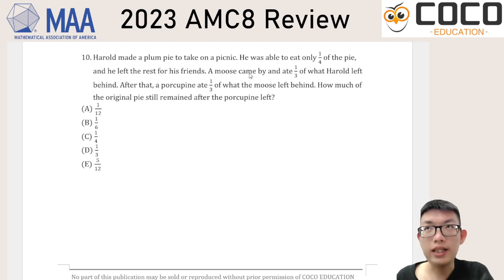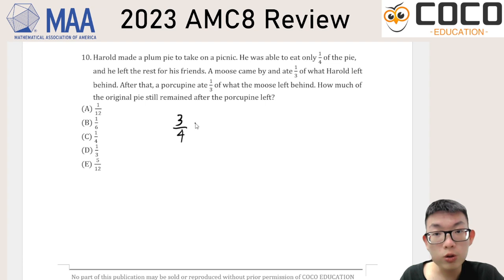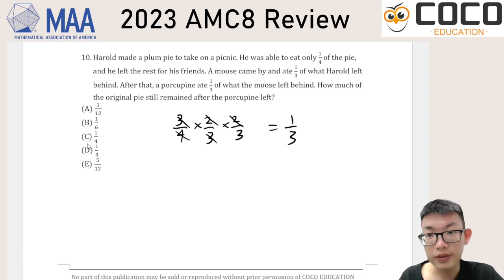These what-is-left questions tend to be really simple. We just need to keep on multiplying together what is left. So he ate 1/4 of the pie, so 3/4 is left. And then after that, the moose came by and ate 1/3, so 2/3 of that is left. And then the porcupine ate 1/3 of what was left behind, so 2/3 of that is what is left. After doing a bit of cancellation, we are just left with 1/3, which is option D.